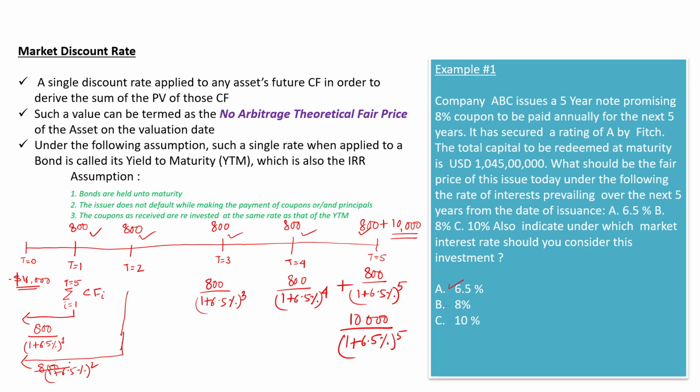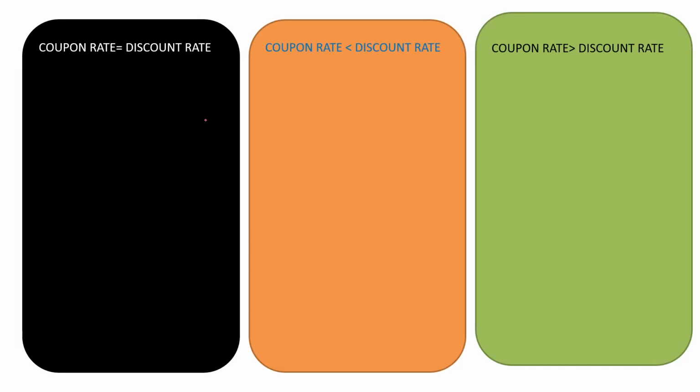Now, can we do it in our calculator? Yes, the calculator provides that option. So all that you have to do, I'm depicting it here. For this 6.5%, see, the rate of interest has been said to be 8%. So 6.5% is less than the coupon rate. So we choose this one, 6.5%.